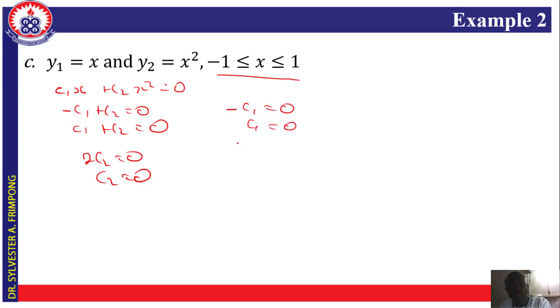So this one also shows that both of them are 0, and therefore the functions y1 and y2 are linearly independent.